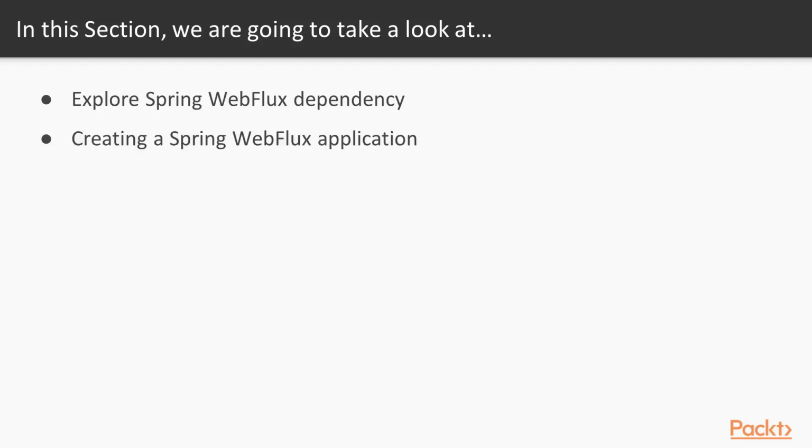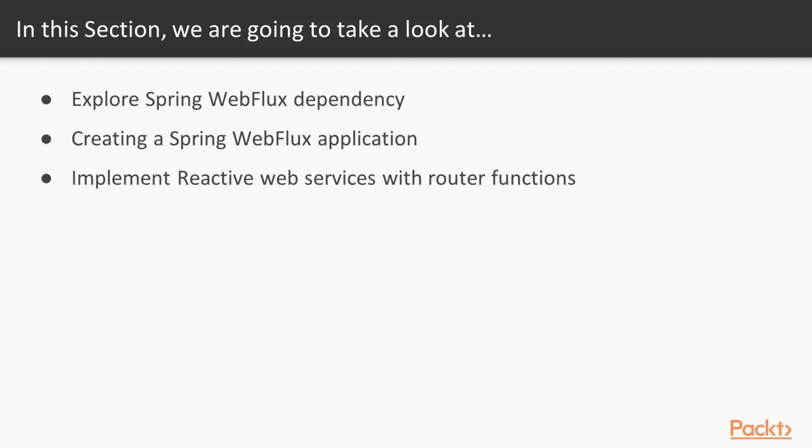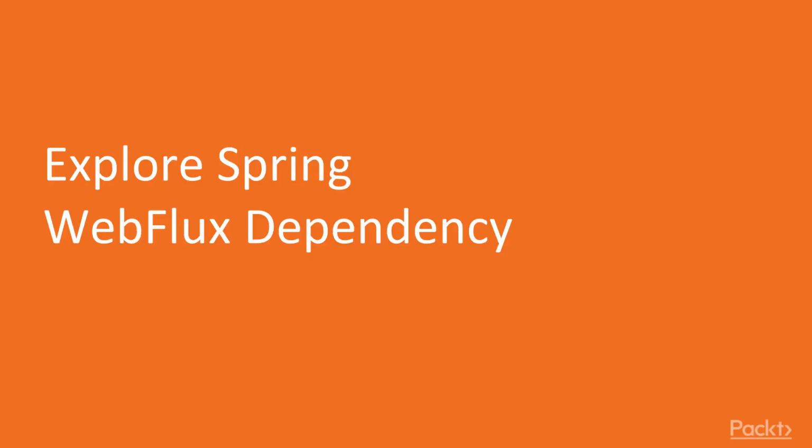Then we will be creating a Spring WebFlux application that is leveraging that dependency with reactive flow that works in an end-to-end fashion. The third video will be about implementing reactive web services with router functions. So we'll see how we can create reactive router functions that are exposing an API. Finally, we'll be using router functions and testing them. So this is the first video, and we'll be exploring the Spring WebFlux dependency.